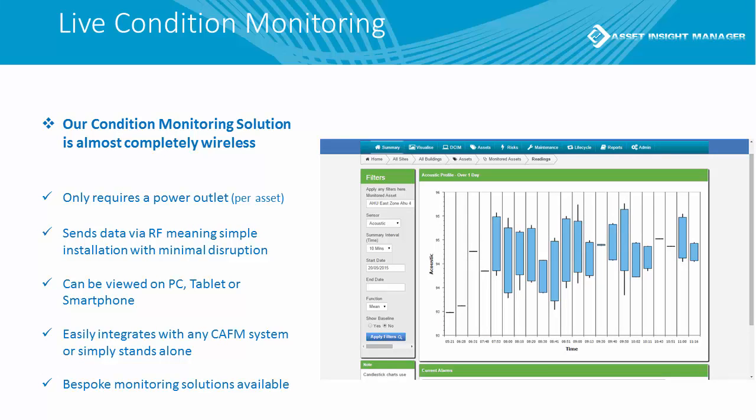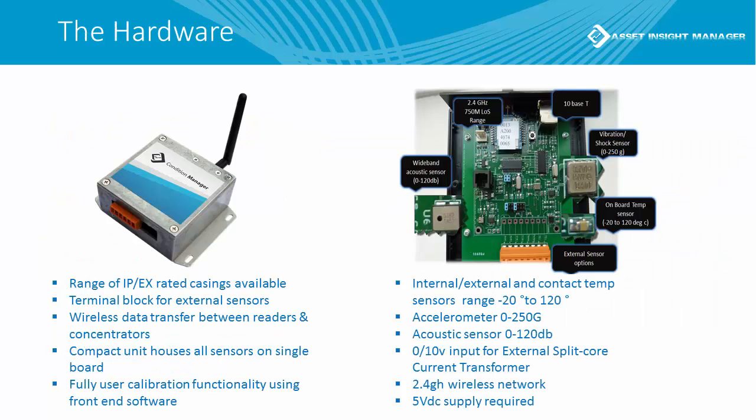The live condition monitoring solution is almost completely wireless. It only requires a power outlet per asset. It sends data via RF, radio frequencies, meaning simple installation with minimum disruption. It can be viewed on a PC, tablet or smartphone, and easily integrates with any CAFM system or simply stands alone. Bespoke monitoring solutions are also available. Here are our monitoring systems. On top of that, we've actually got a new battery type system as well, so you don't need to put a socket by every asset now. We've developed this for a particular client and are now able to offer it to everyone else as well.